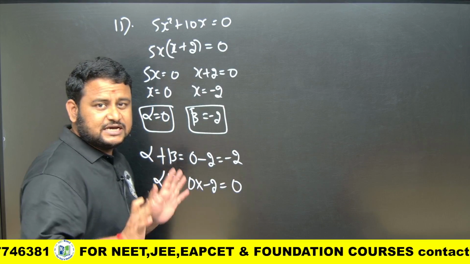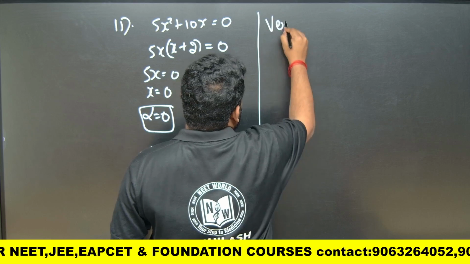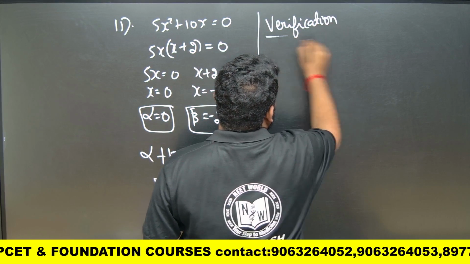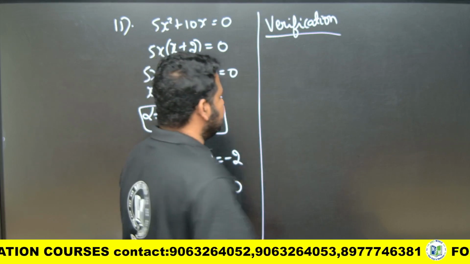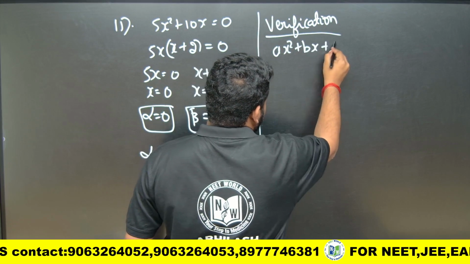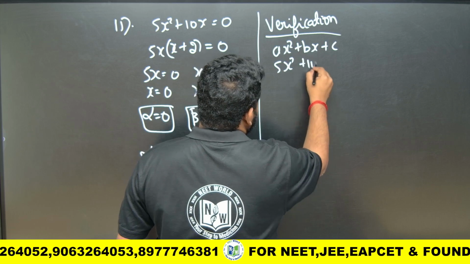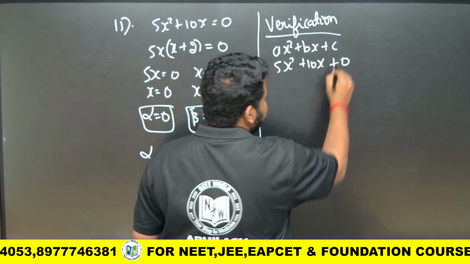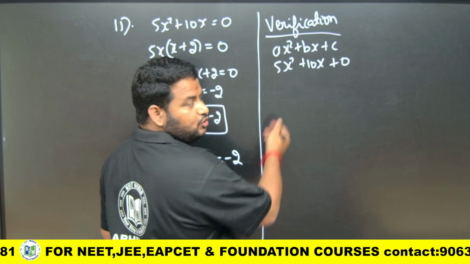Now what should I do, friends? I should do the verification. Now when I try to verify, see here, first of all I should write the standard form, that is ax square plus bx plus c. Now what is the question that is given? 5x square plus 10x. If nothing is given for the c value, I can write it as just 0, because anything if I add 0 to it remains the same. Now if I compare, what will I get?